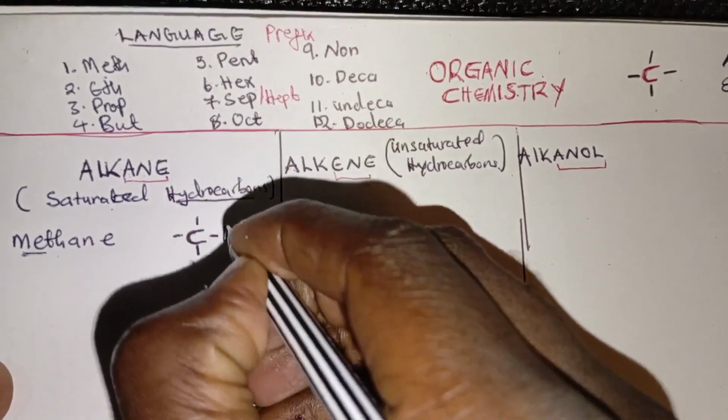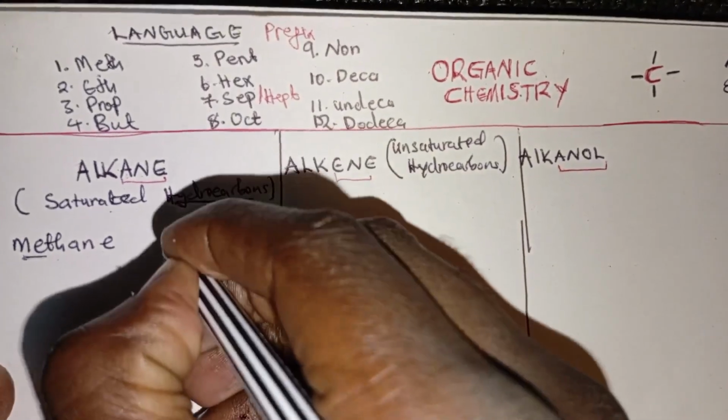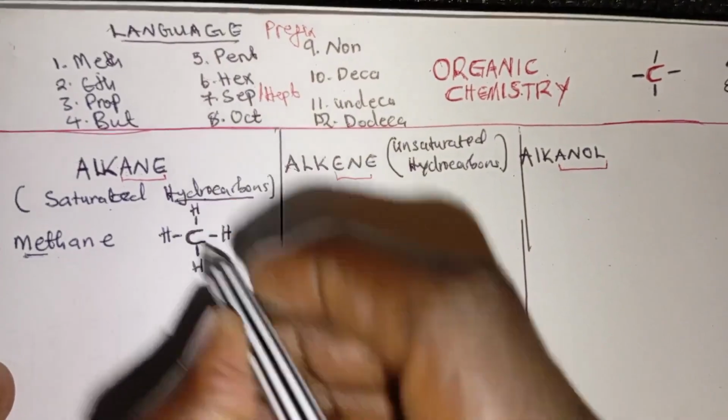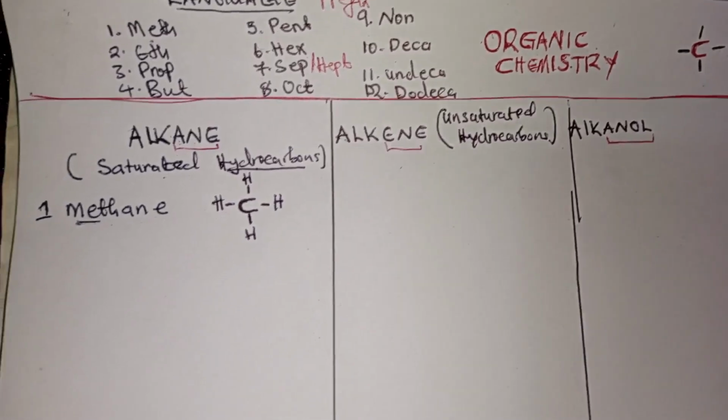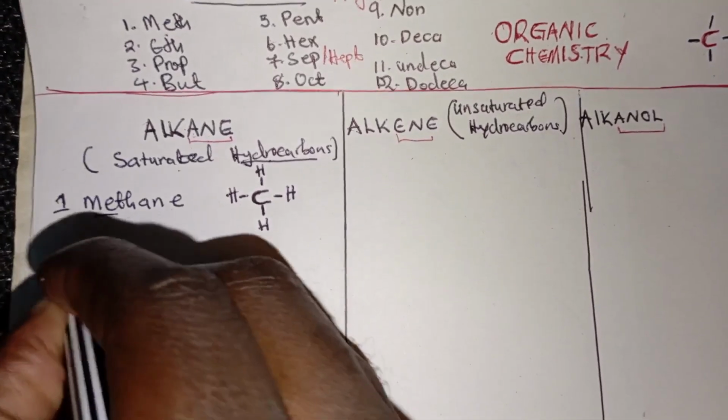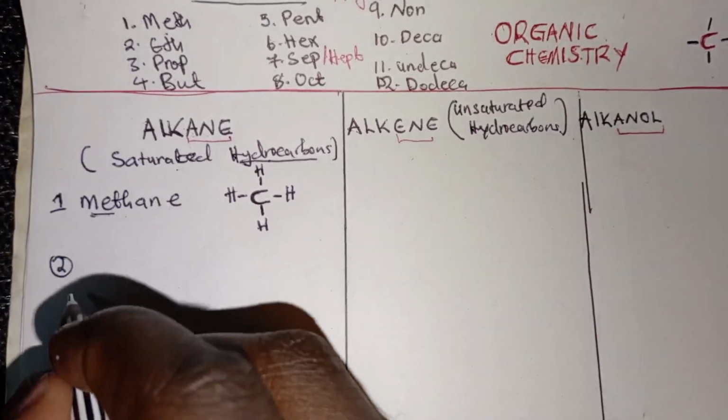Okay, we show the bonds. They are H, H. Why am I adding hydrogen on everything? Because it's a hydrocarbon. Then when you go to the second one, eth. Okay, number 2 is eth.